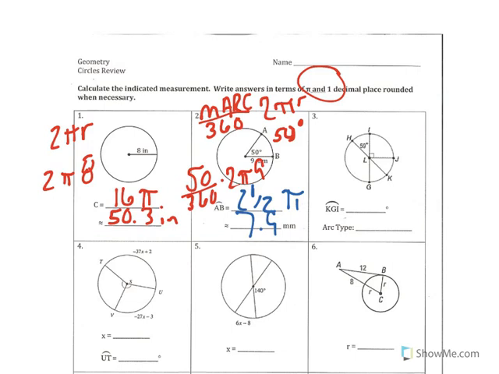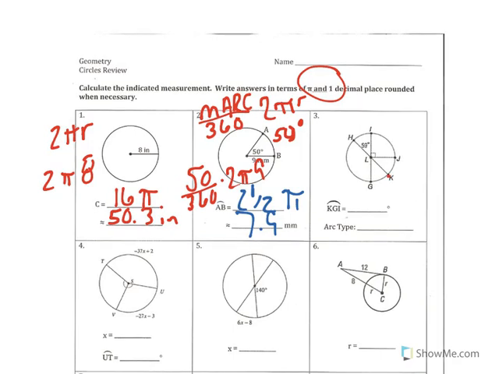For question number 3, we are asked to find the degrees of the arc KGI, and then we need to also identify which of the arc types it is. If you remember from our notes, KGI, that's the order that we would like to go in, so we're going to go from K to G to I. Now, the 59 is this piece right here, that little piece right there.